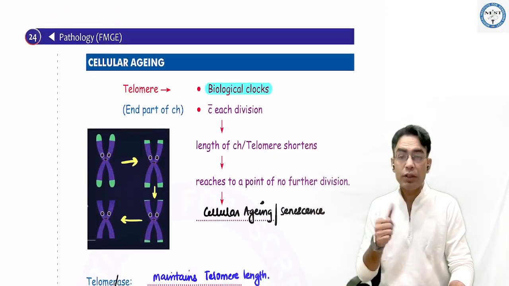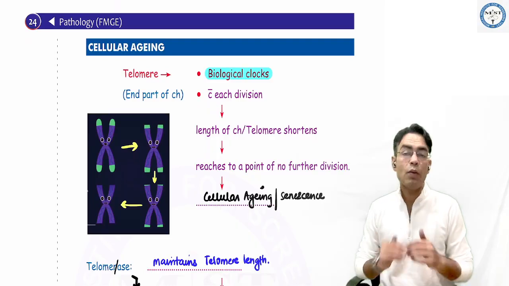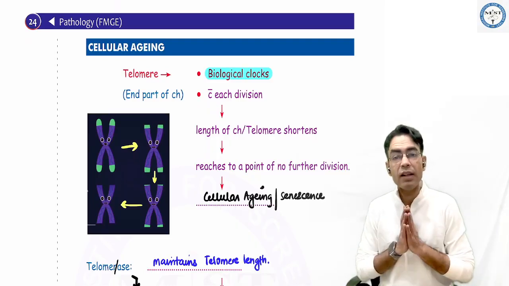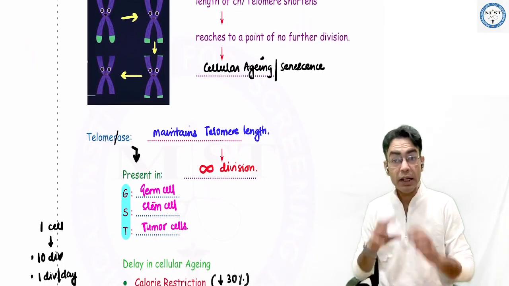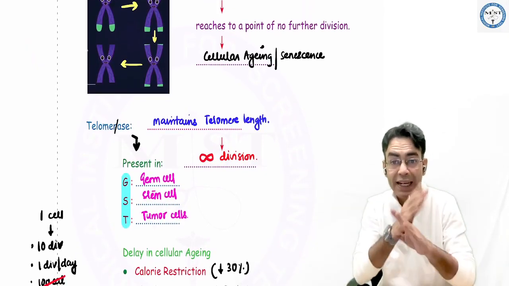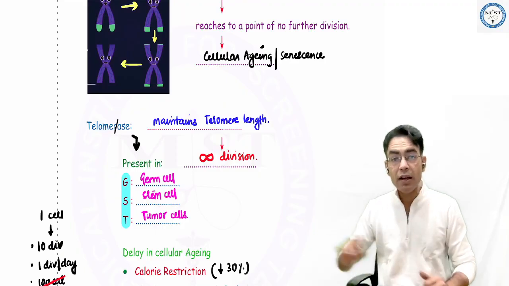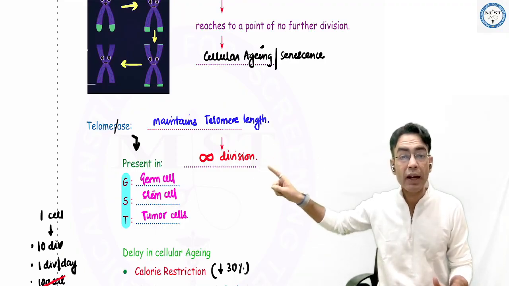Now cellular aging: telomere, the end part, loses length with every division, and when it's non-existent, the cell stops dividing. That is called cellular aging. But the telomerase enzyme maintains the telomere length. It's a misnomer, keep this in mind. It's a misnomer. The word 'ase' suggests cutting, but it's not going to cut. It's going to maintain the telomere length, and the cell will go into infinite division.